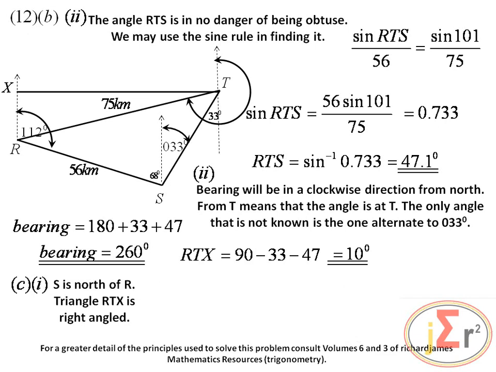Or we may say that we have here from south to west is 90 degrees, and we have 33 there and 47 there. So the rest is 10. That's another way to look at it. So RTX is 10 degrees.